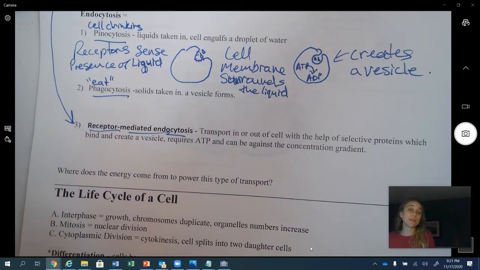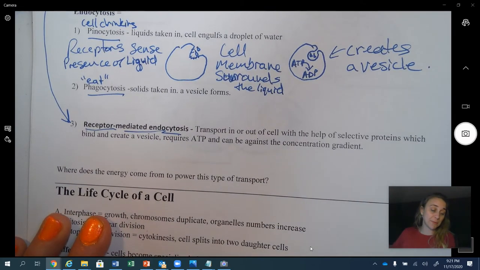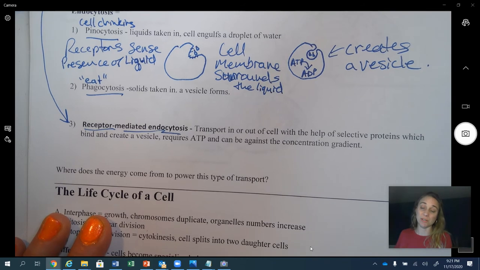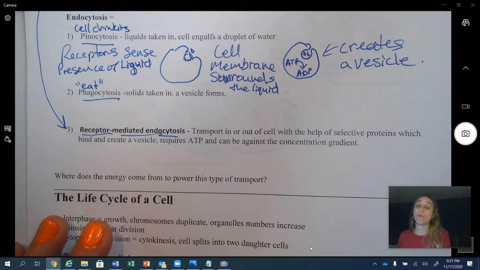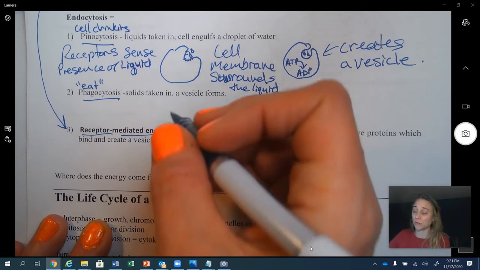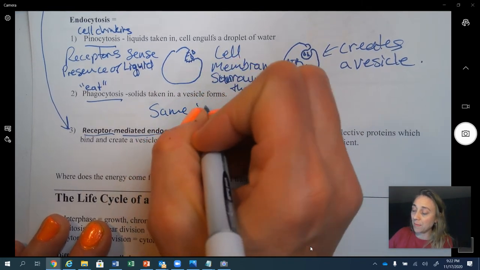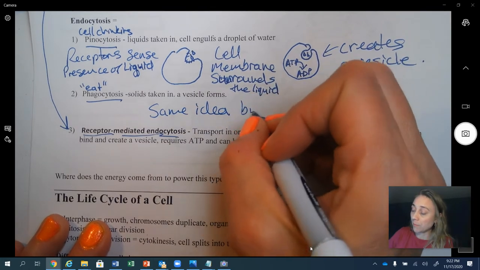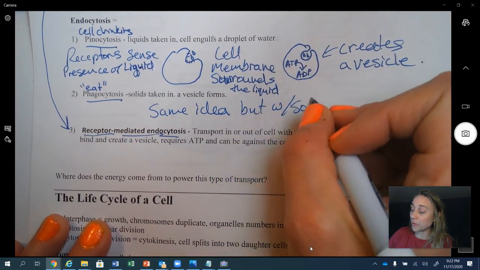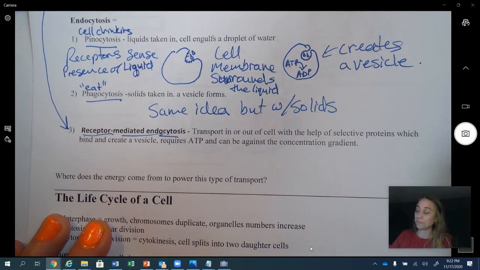It's fun. Phagocytosis, cell eating. It's basically the same idea, but with solids. And the solids could be dissolved or they could be just floating. But if it senses it, it's going to form a vesicle around it and pull it in. So I'm just going to say same idea, but with solids, and it does require ATP.